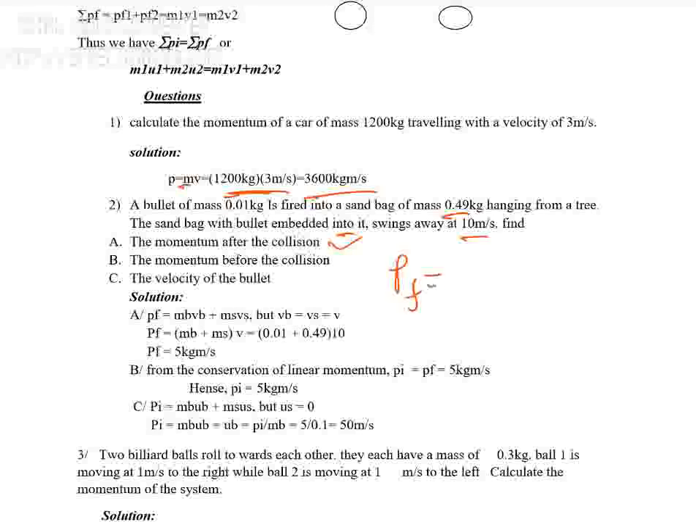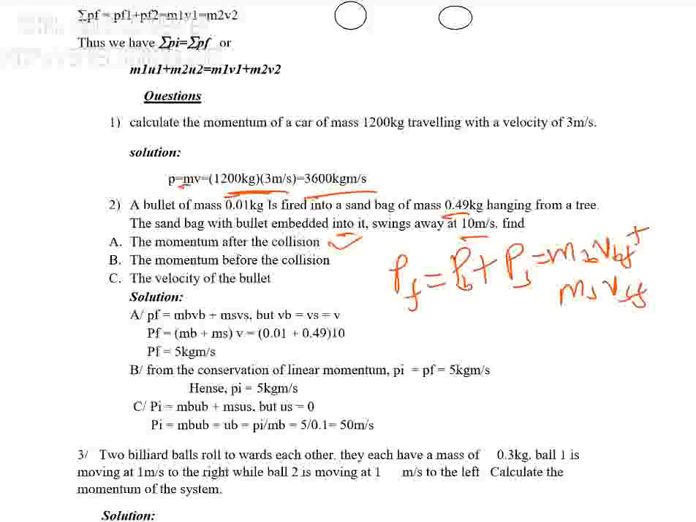Momentum after collision is equivalent to the momentum of the bullet plus what? The momentum of the sandbag. And the momentum of the bullet is mass of the bullet times what? Velocity of the bullet final, plus mass of the sandbag times velocity of the sandbag final.